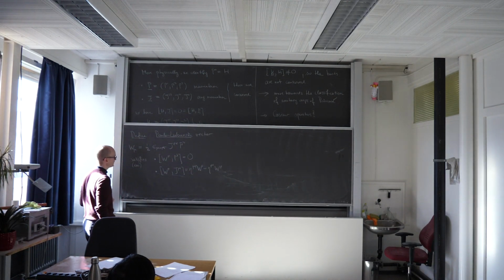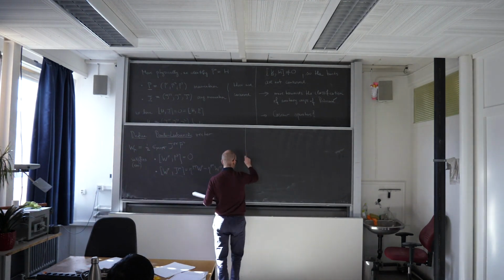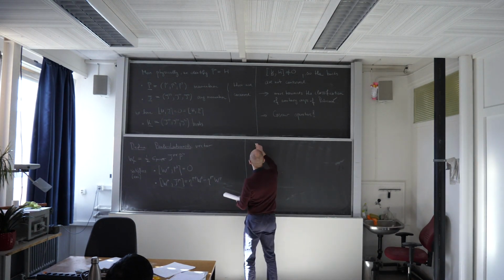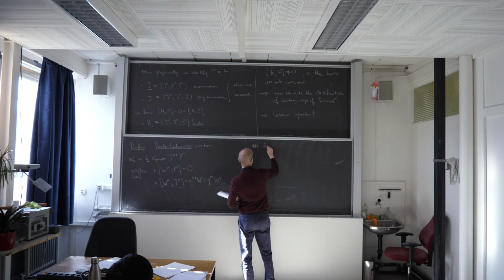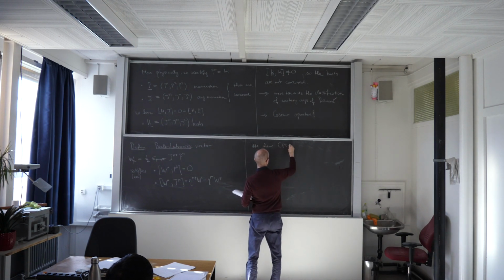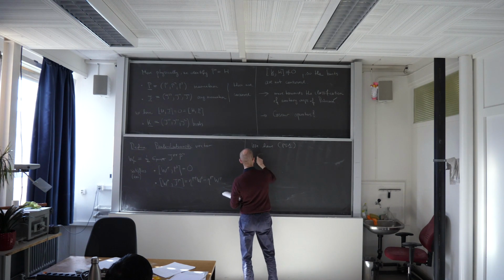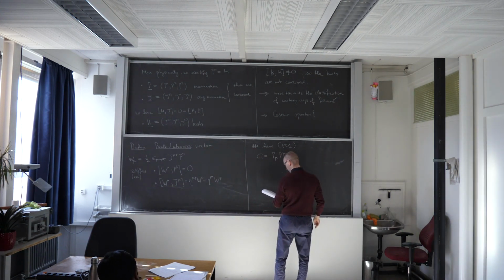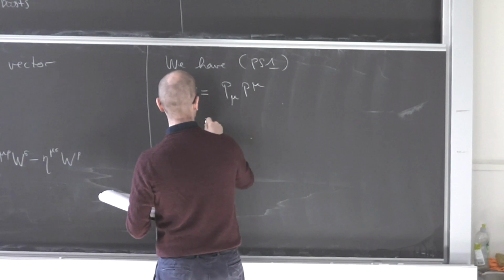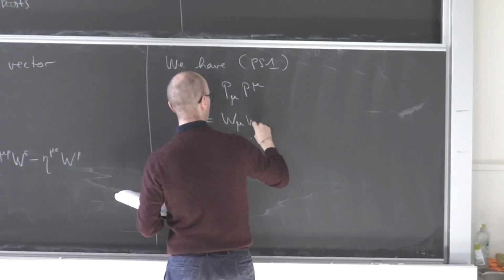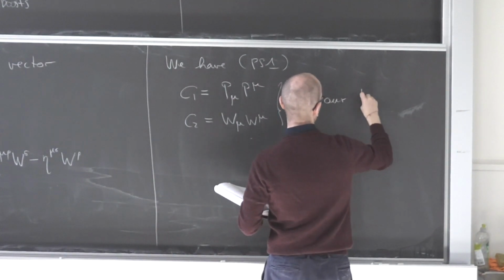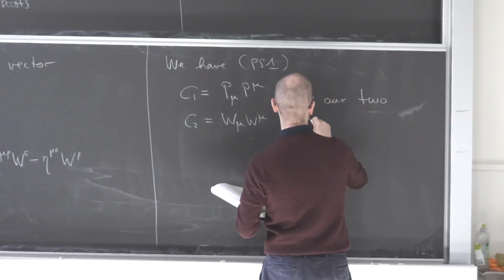Having defined this Pauli-Lubanski vector, the more important bit for the discussion is that, as in problem set one, we simply have that C1, which is the invariant square of P, and C2, which is the invariant square of the second vector W mu, are our two Casimir operators.